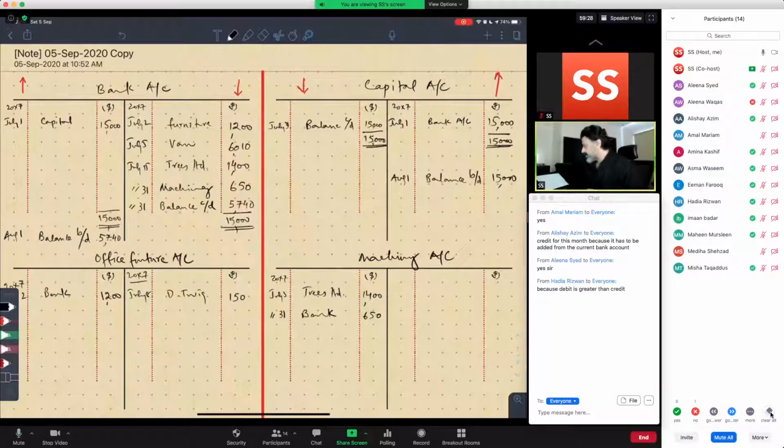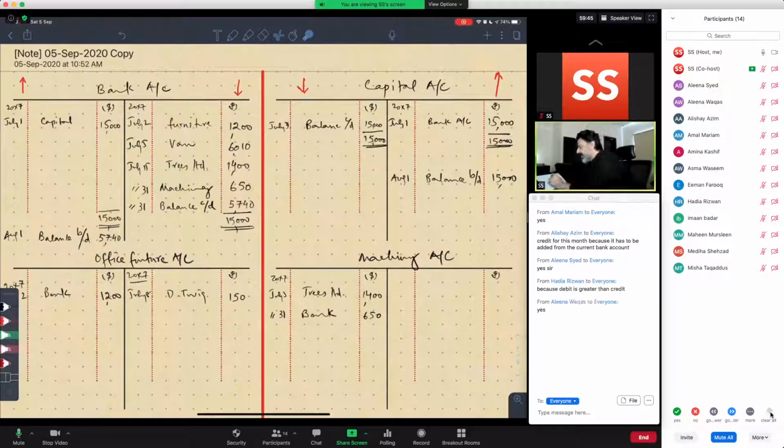Okay, Alina. So we do not understand the balance here. Alina, this balance carried down needs to be on the debit side because the debit side was empty. It was zero, right?